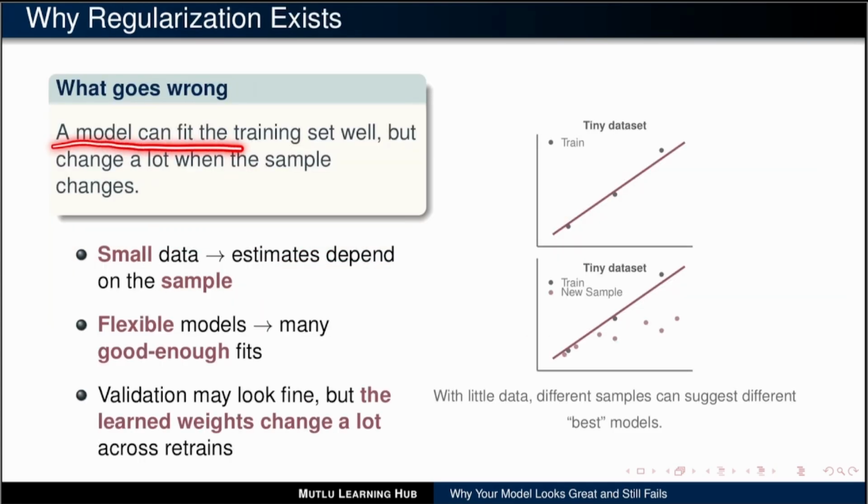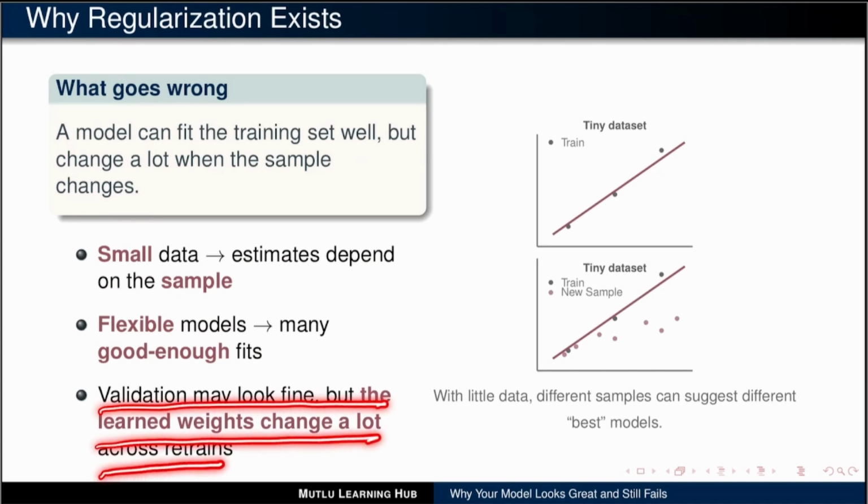Here is the situation. A model can fit the training set nicely and still be unreliable. If your data is small, your estimates depend heavily on which exact points you happen to sample. And if the model is flexible, there are many different parameter settings that look good enough on the training set. So validation can look fine, but when you retrain, the learned weights change a lot. That weight disagreement across retrains, that's the variance.